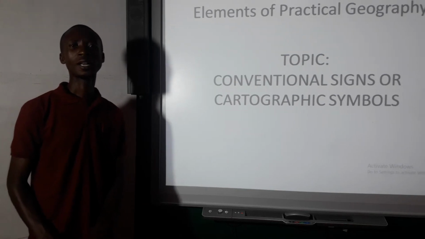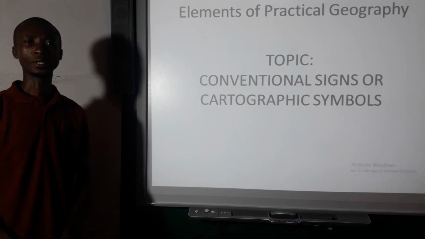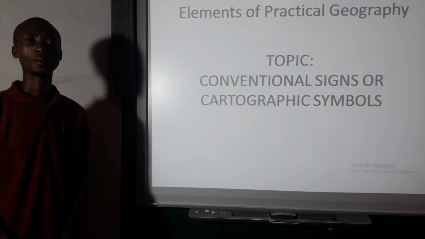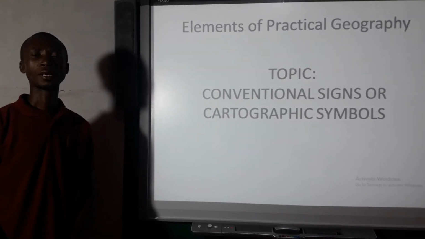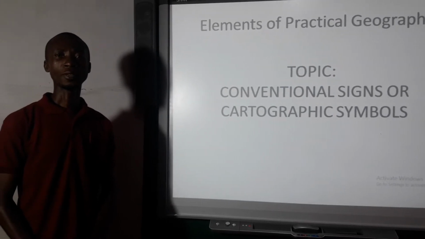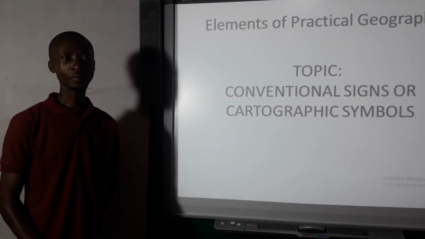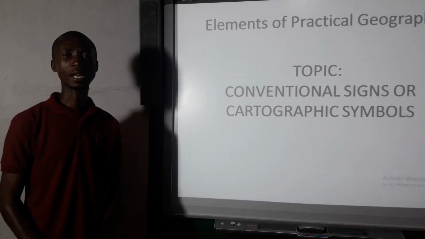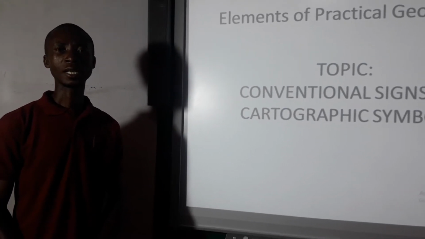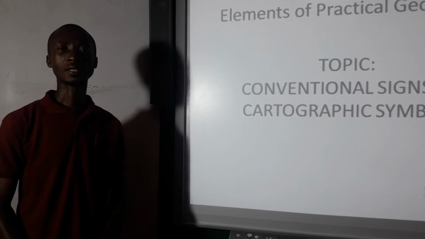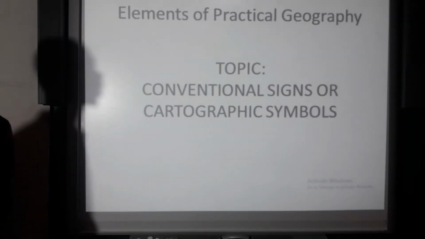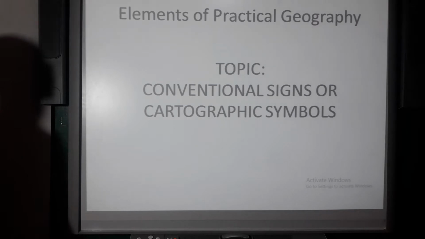Today we are going to learn practical geography. As you know, geography has three aspects. We have regional geography, we have physical geography, and we have practical geography, in other words, map work. Today we are going to discuss something under practical geography. And the topic for today's lesson is conventional signs or cartographic symbols.